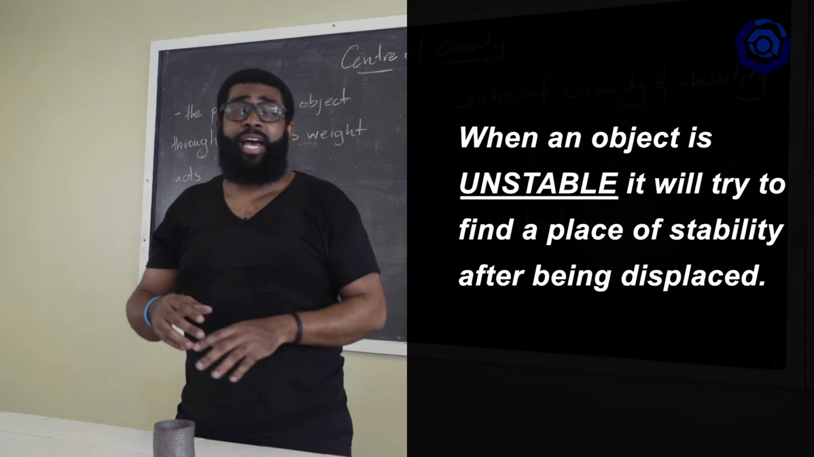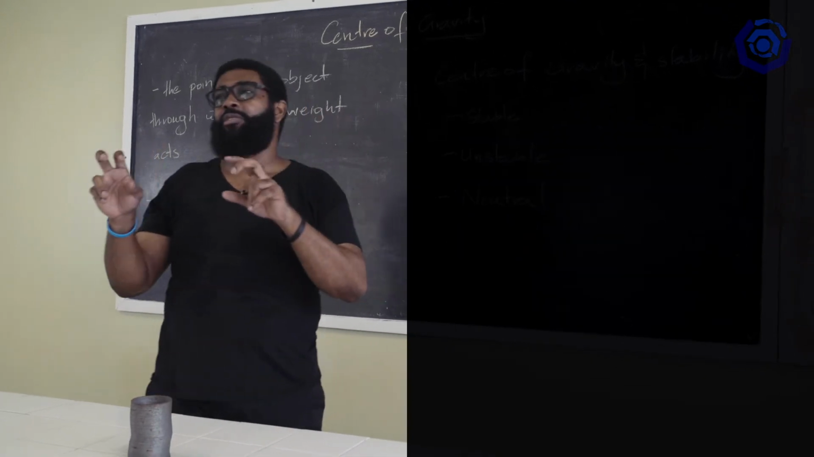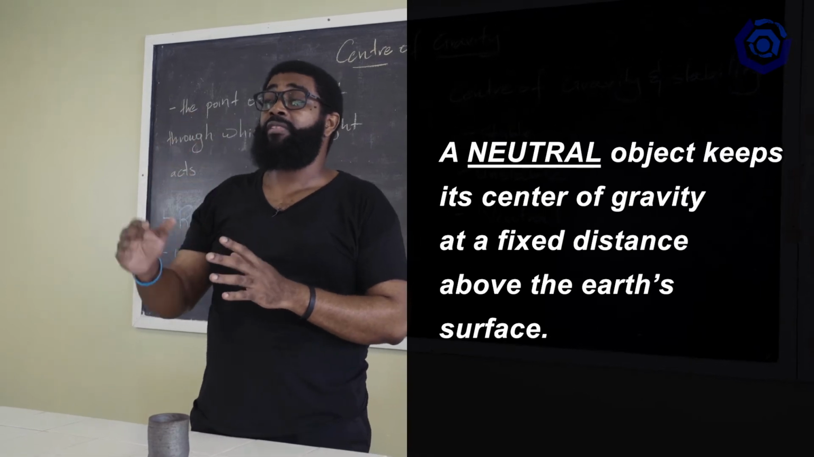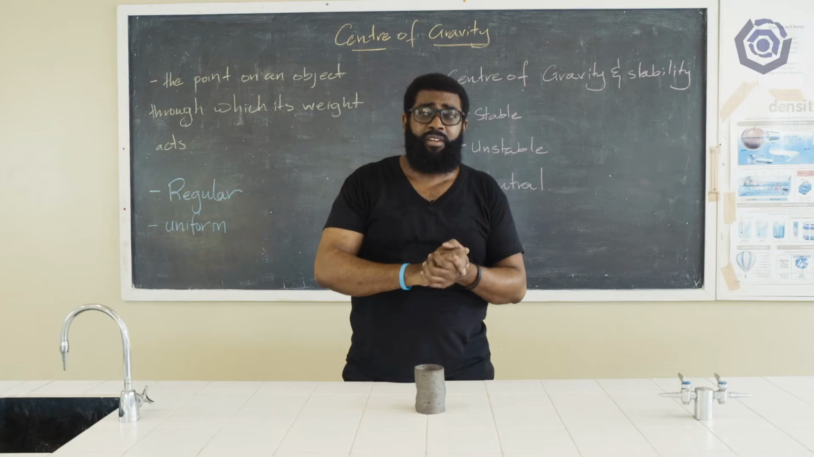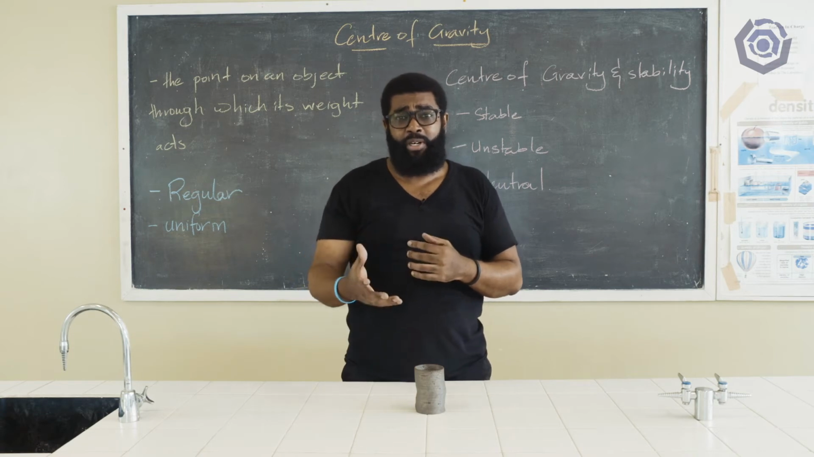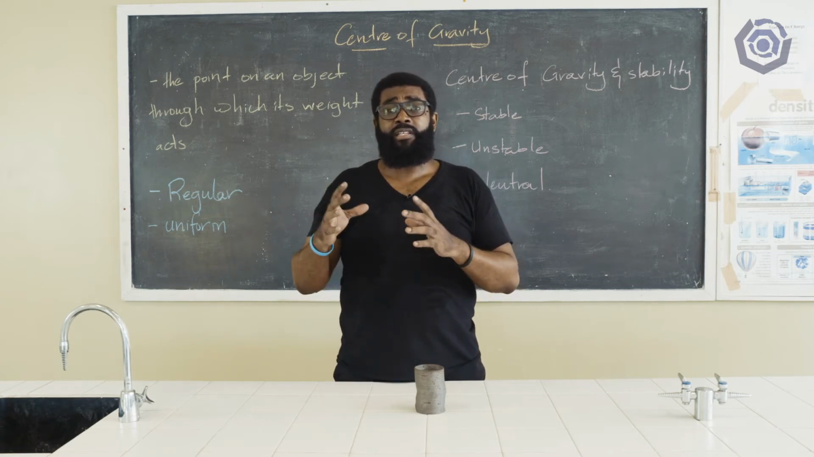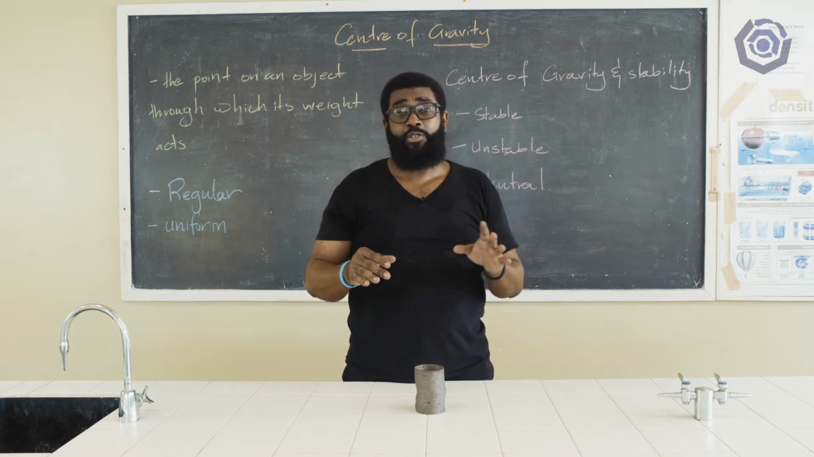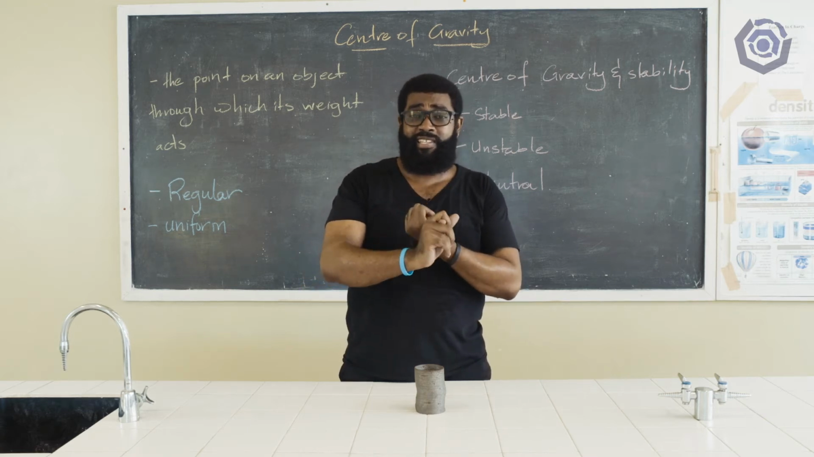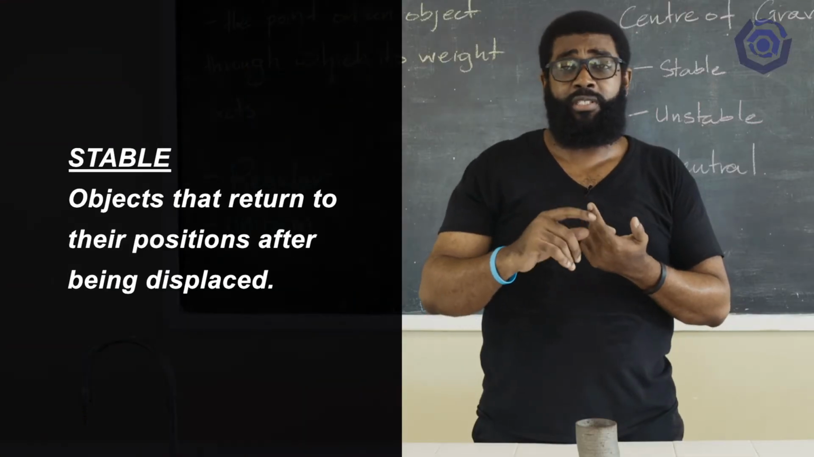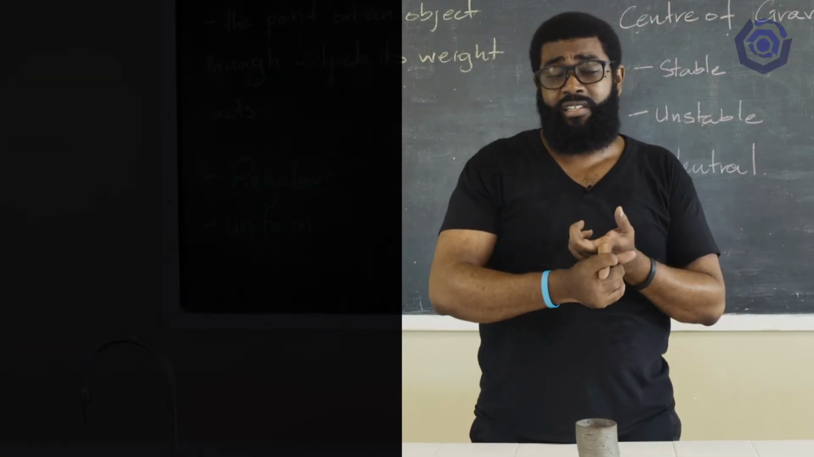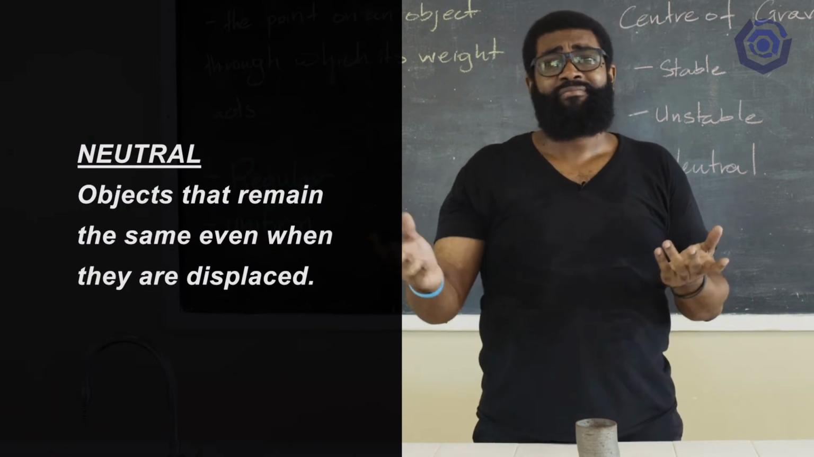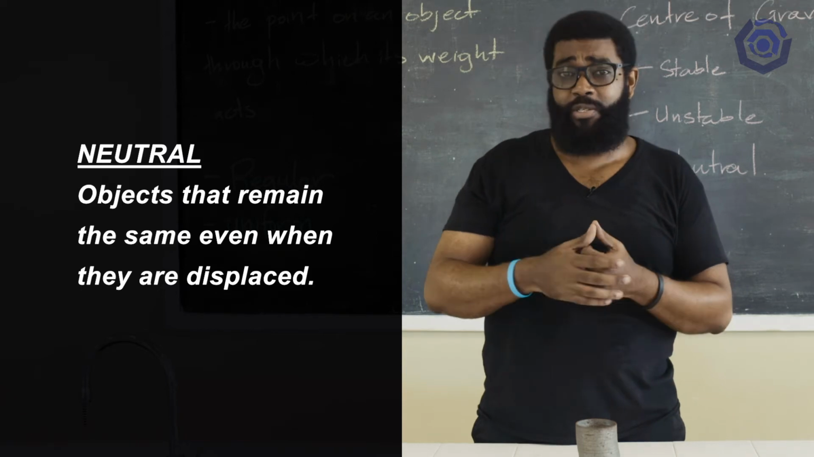And then finally, we have objects that are called neutral. Neutral objects are objects that keep their centers of gravity at a fixed distance above the Earth's surface. A barrel on its side, a ball. Two best examples. For these objects, the height of their center of gravity above the ground remains fixed. So please remember, objects can be classified as stable: they return to their positions after being displaced. Unstable: they find new positions after being displaced. And neutral: everything looks the same even when they are displaced.